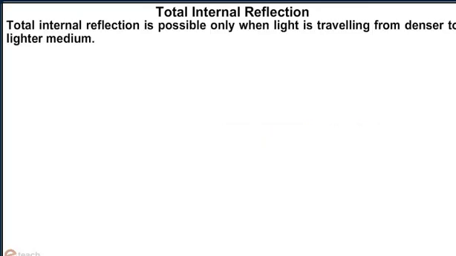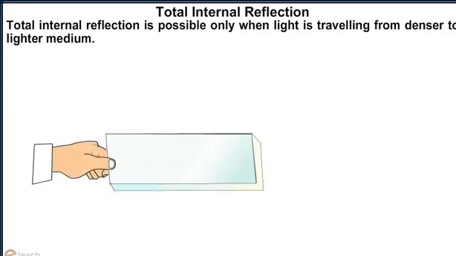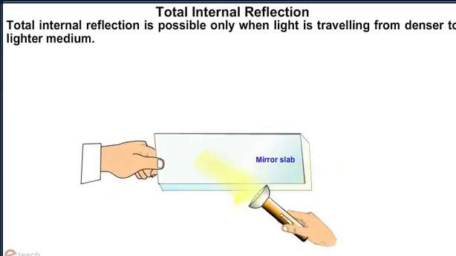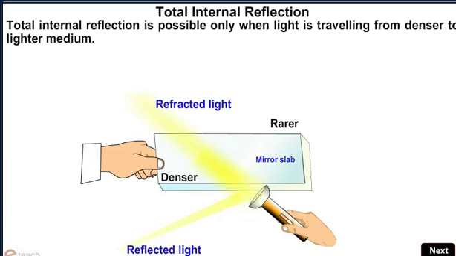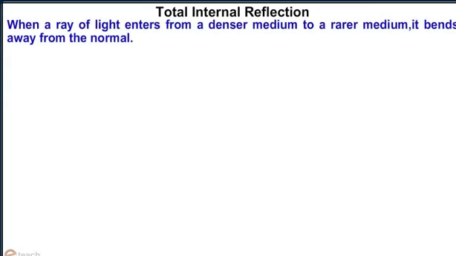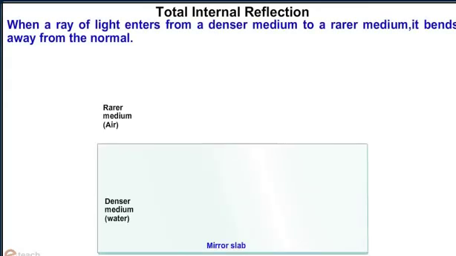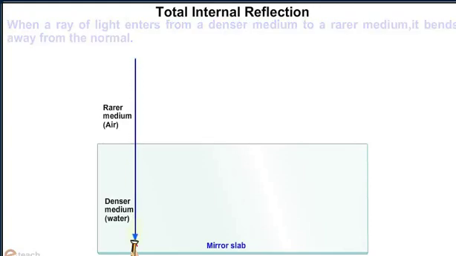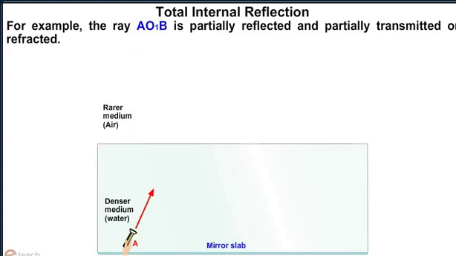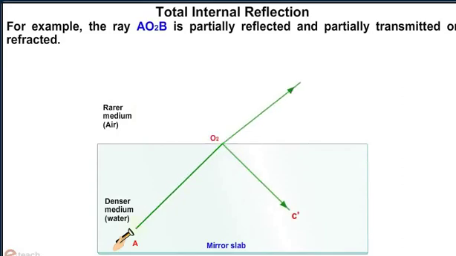Total internal reflection is possible only when light is traveling from a denser to a lighter medium. When a ray of light enters from a denser medium to a rarer medium, it bends away from the normal. For example, the ray AO1B is partially reflected and partially transmitted or refracted. For example, the ray AO2B is partially reflected and partially transmitted or refracted.